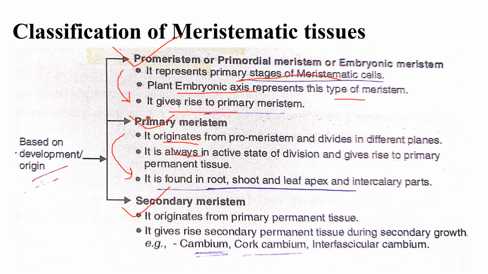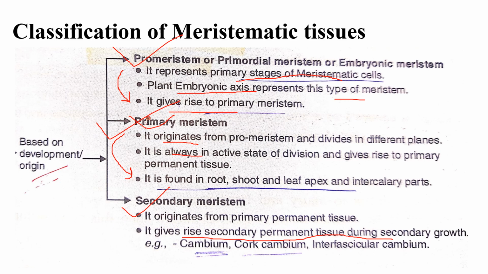Then comes the secondary meristem. It originates from primary permanent tissue. It gives rise to secondary permanent tissue during secondary growth. And what is primary growth? The plant increases in length with the help of primary growth.